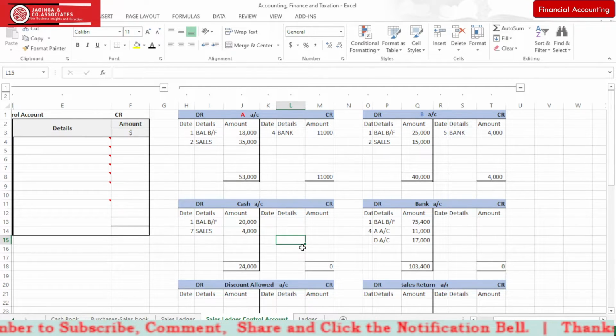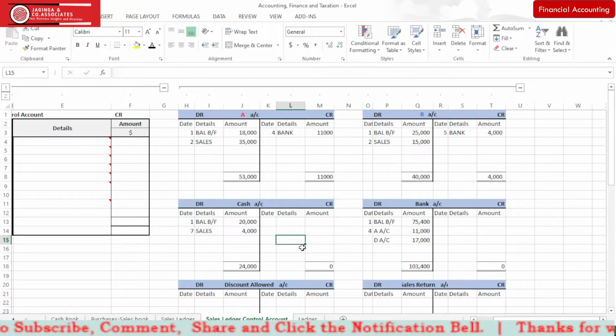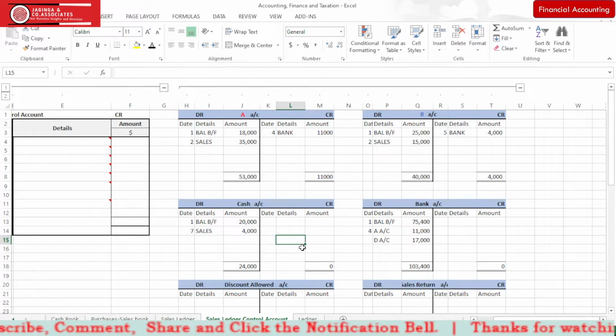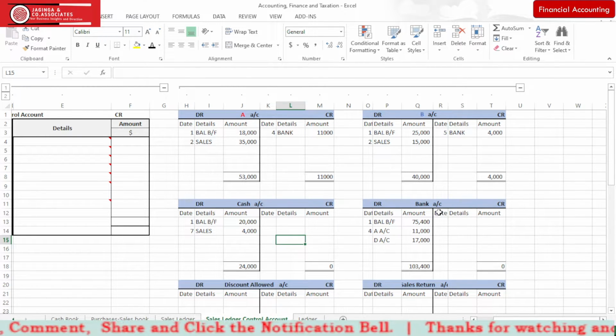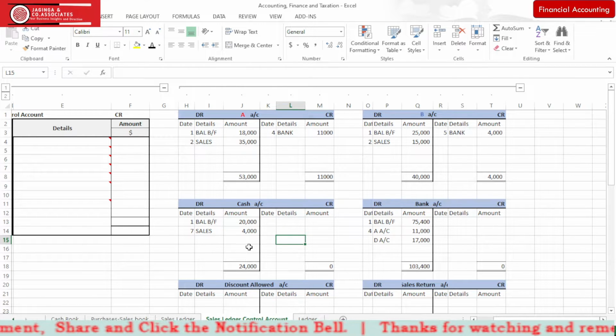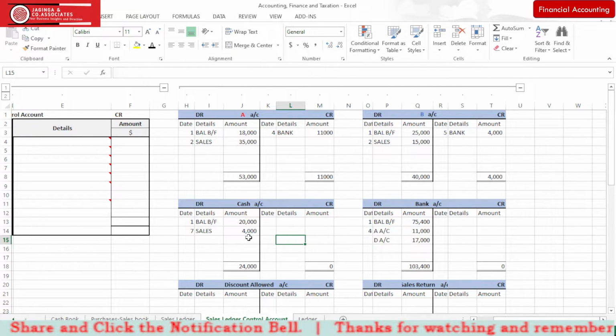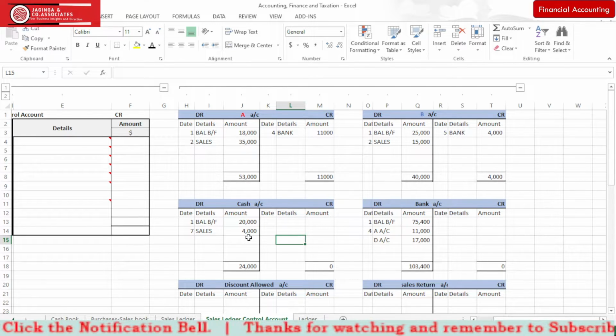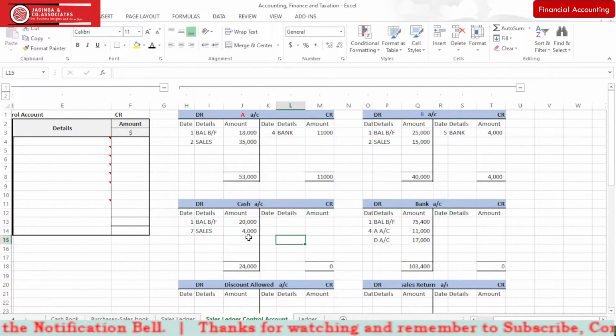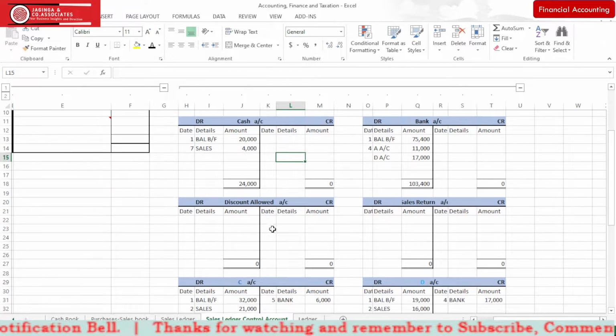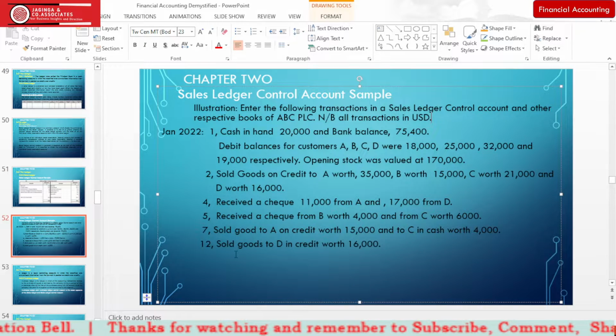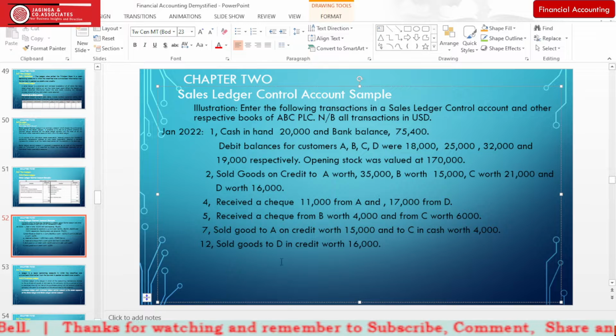So supposing we are also to make entries in the cash book, we'll make these entries that we made on the bank account and cash account. We'll also make them in the cash book to reflect that we received cash or we received a check. So let's go to the last entry, or the last transaction.